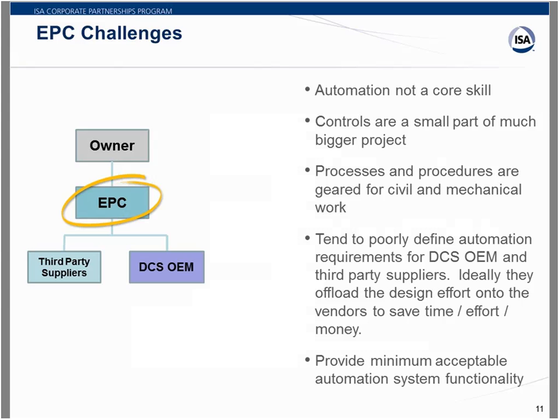There are several things you need to understand about the EPC. Probably the first is that automation is not a core skill. We showed you the breakout of the project. Automation is generally a very small piece of the much bigger pot. So the EPC is more focused on where the money is, which is going to be in the civil structural, the mechanical, all the piping design. Automation is a pretty small piece of that big puzzle, so they really don't focus on it, almost by definition, because they're handling everything else.